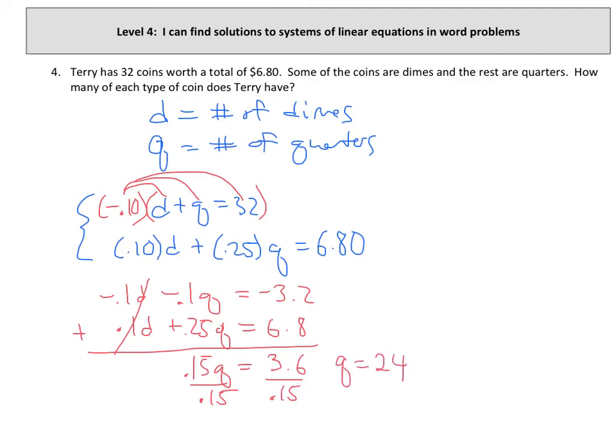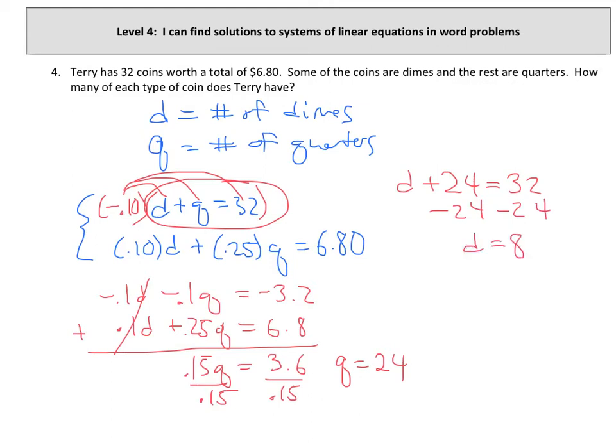So that means there are 24 quarters. Now I need to plug q back into one of my equations to solve for d, and I'm going to plug it back into this top original equation, and we get d plus, and for q I plug in 24, equals 32. Subtract 24 from both sides, and we get d equals 8. So that would mean my final answer is 8 dimes and 24 quarters.